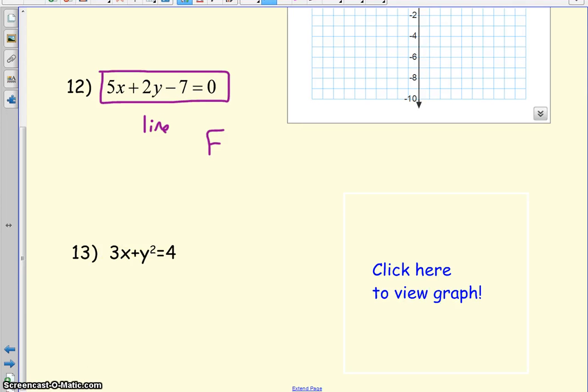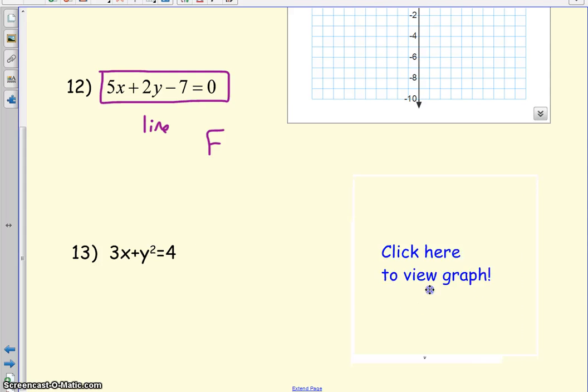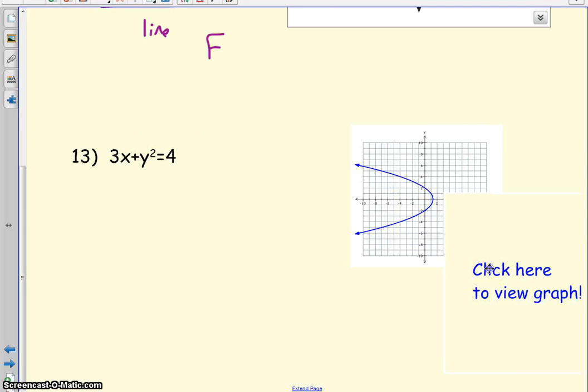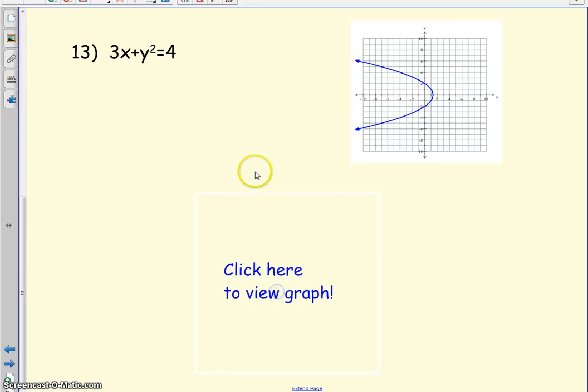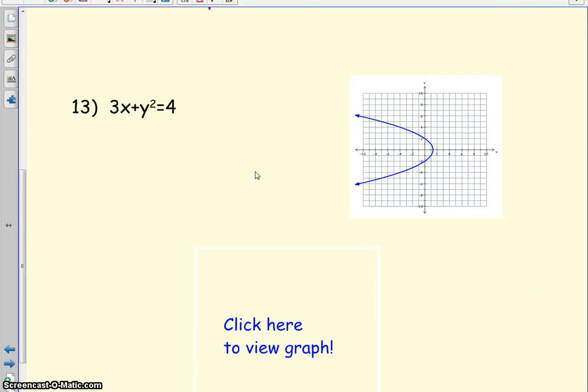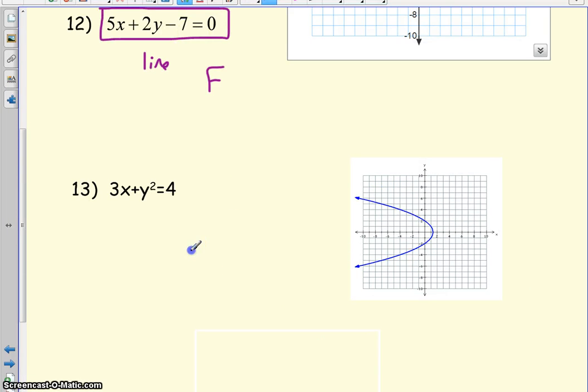Okay, and last but not least, this equation here, I don't expect you to know how to graph just yet. I'll show you what the graph looks like. It has a y squared in it, and it actually looks like a sideways parabola. So you can see from the graph that this is not going to pass the vertical line test. Okay, so this one is not going to be a function.